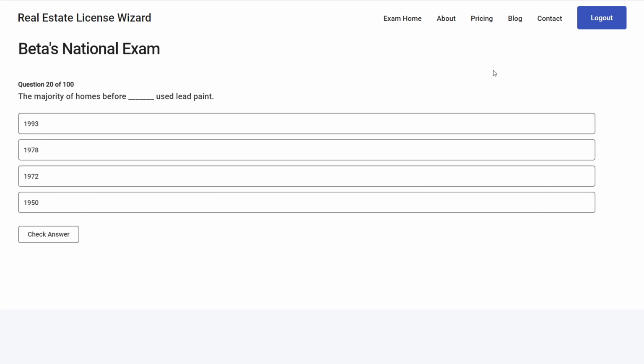Question 20. The majority of homes before blank used lead paint. And that gives us four options: 1993, 1978, 1972, or 1950. All right. Think that one over.